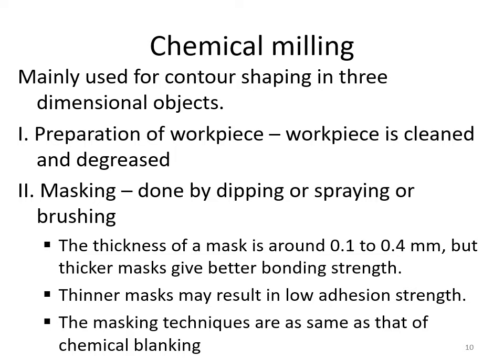The second step is masking. Here the masking is done by dipping, spraying, brushing or painting. The thickness of the mask is around 0.1 to 0.4 mm, which we can easily achieve by a spraying or dipping process. But a thicker mask will give better bonding strength, which is why the thickness is generally increased up to 0.4 mm. A thinner mask may result in lower adhesion strength, and it may also come off during the process, so a thinner mask is not preferred many a time. The masking techniques are the same as in the chemical blanking process, and photosensitive masking is widely used.